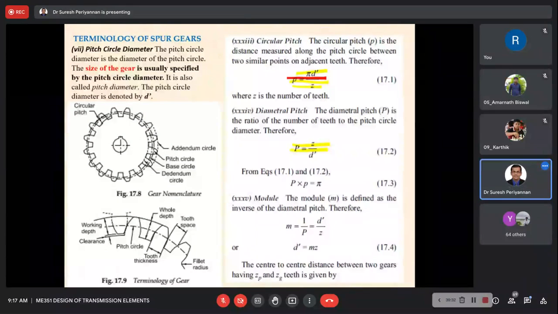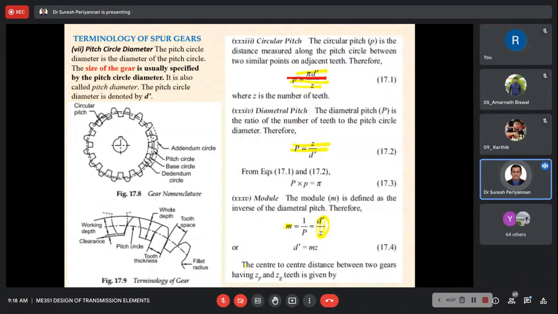The module is nothing but 1 by capital P, 1 by diametral pitch, also called d dash by z. That is, module is equal to 1 by pitch. The module is the inverse of the diametral pitch, because our addendum and dedendum of the gear we are going to define in terms of module later. Okay, now this is module.